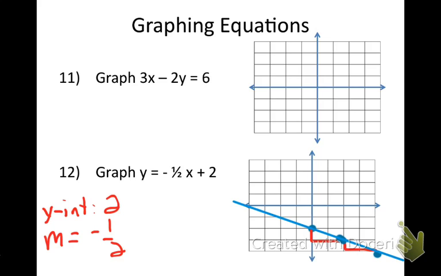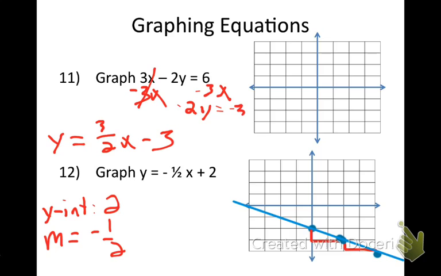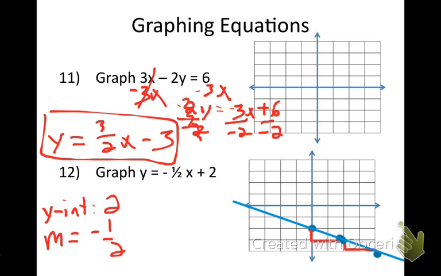Sean, did you solve for y on number 11? What'd you get? Y equals 3 over 2x minus 3. Nice job. Now how we get that is we subtract 3x first, on both sides. Typically I like putting the variable first, so it's in that y equals mx plus b form. So I rewrite it, giving me negative 2y equals negative 3x plus 6. Now I divide everything by negative 2, which gets me y equals 3 over 2x minus 3.